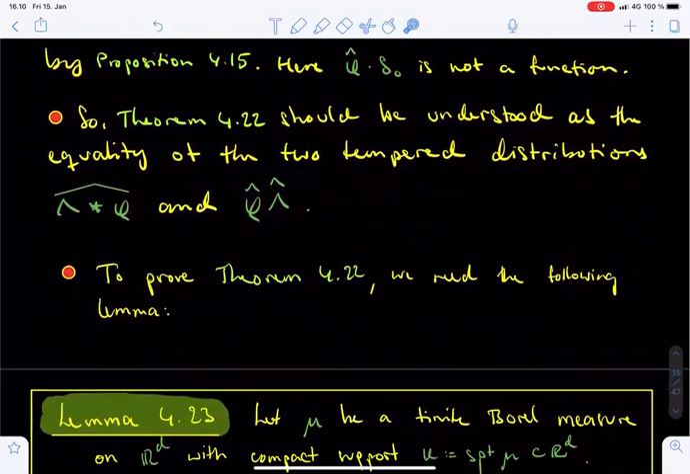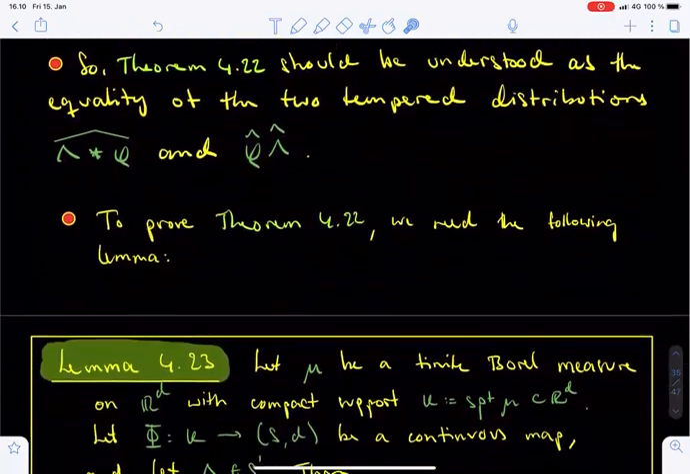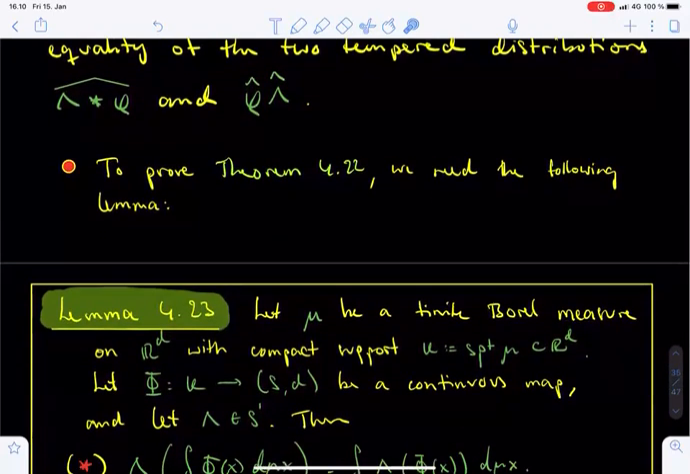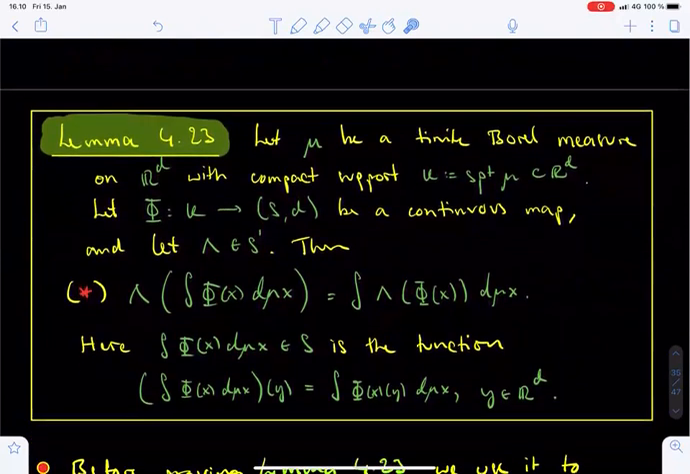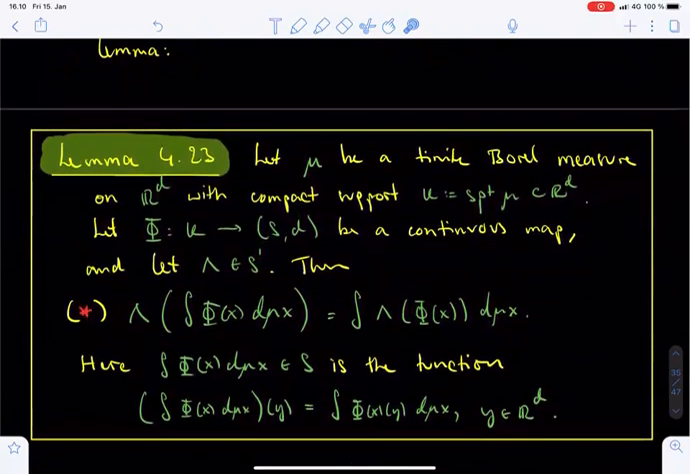The proof of Theorem 4.22 requires one rather non-trivial lemma, Lemma 4.23. The plan is to state this lemma now and then use it to prove Theorem 4.22, but postpone the proof of the lemma to the next lecture. It will easily fill one recording.